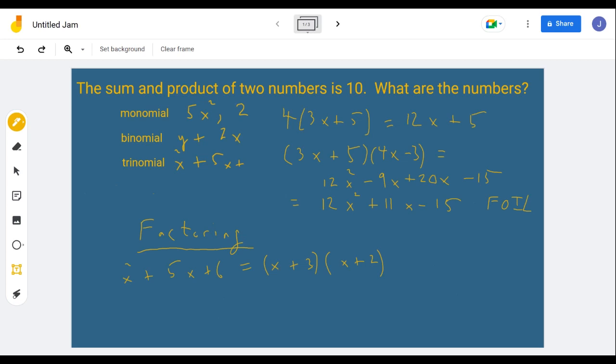Hi guys, so this is a problem involving kind of a riddle. We have two numbers and we're saying they add to 10 and when you multiply them together you get 10. And the problem is to find what the numbers are.